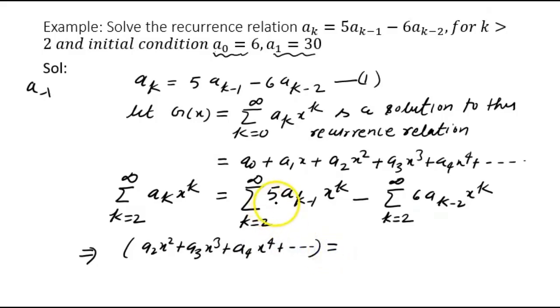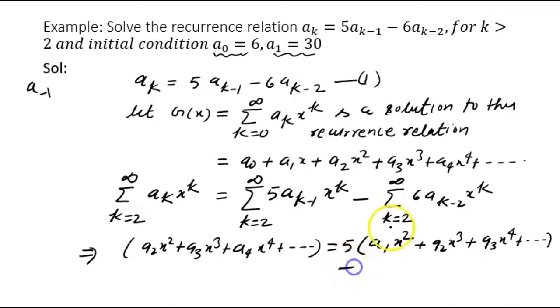Here 5 is a constant, so I can take 5 out, and if I take the summation, the first term is k equals 2, so it will give me a1, because if I take k equals 2, 2 minus 1 is 1, and then x squared, right? And if I take k equals 3, I will get a2 x cubed. And if I take k equals 4, then I will get a3 x to the power 4, and so on. So this is what we are getting.